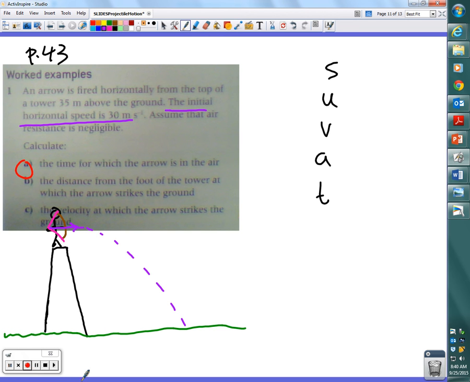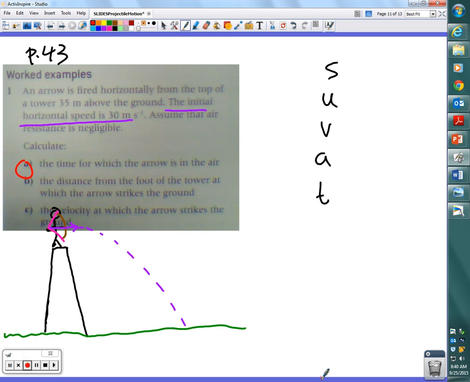Part A: the time in which the arrow is in the air. If we go over to our chart, we said there are 5 things we can use to measure or describe the motion of an object. But now that we know this object will be traveling horizontally and vertically, we have to address these 5 things in both dimensions. So I've written SUVAT here.